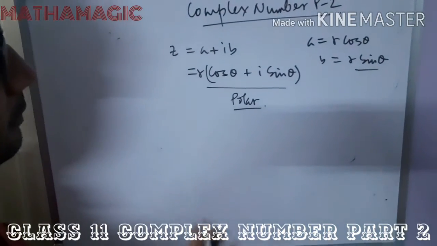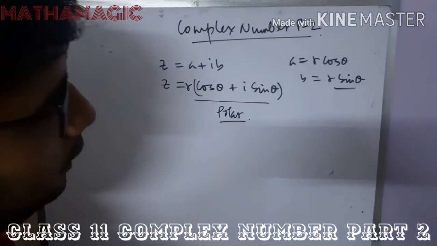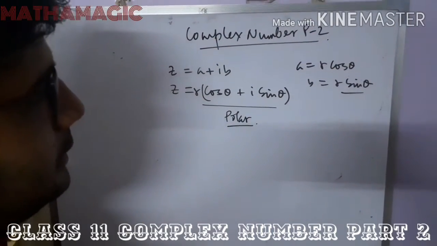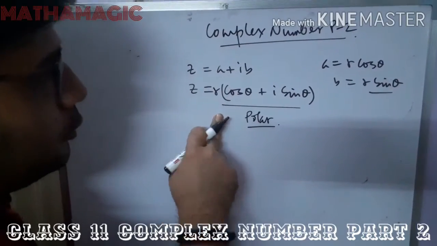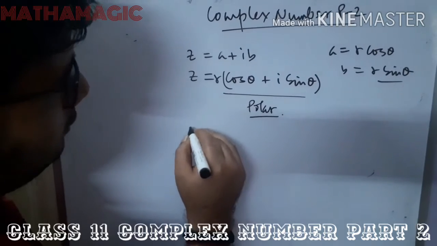Polar form of a complex number gives us this kind of indication. Now if we just want to convert a complex number which is basically in this format to this one, what are the things we need to do? So we'll take one example and we'll try to solve it.